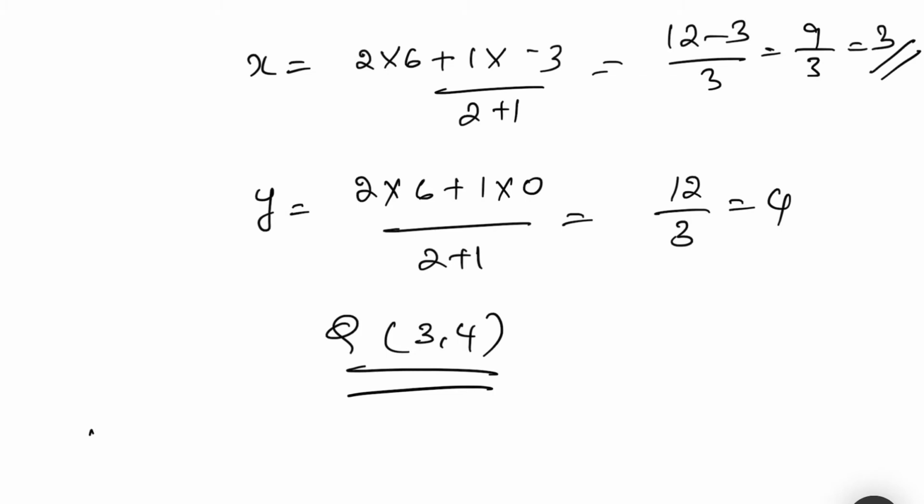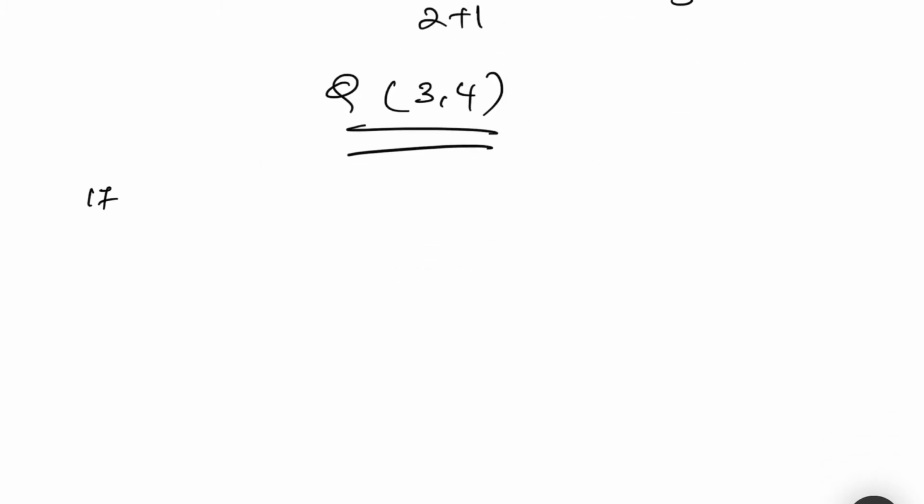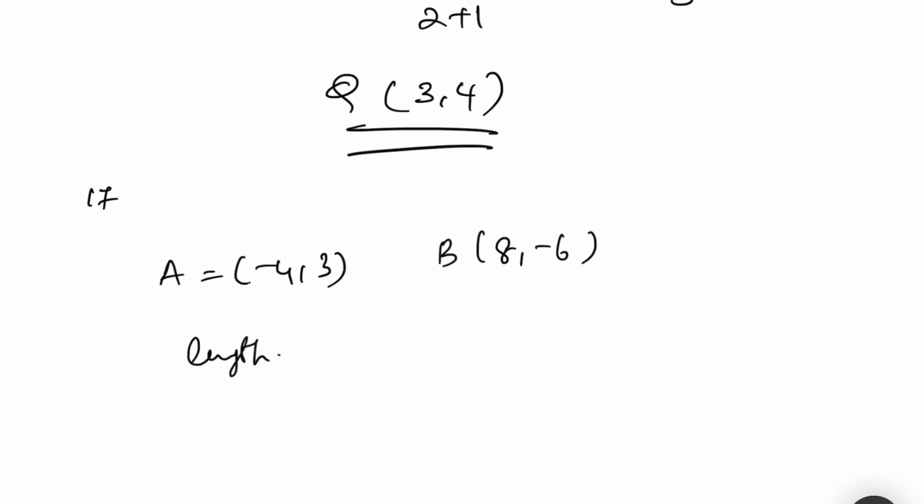Now let me come to the 17th question. We have A is equal to (-4, 3) and B is equal to (8, -6). Find the length of AB. So length of AB, how can I find? I can use the distance formula, right? Length of AB equal to what?